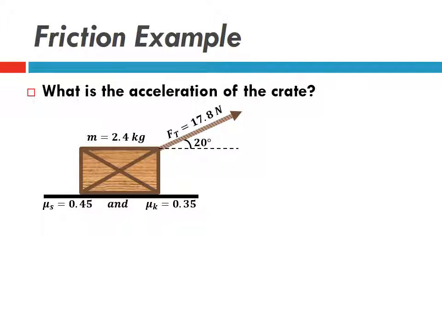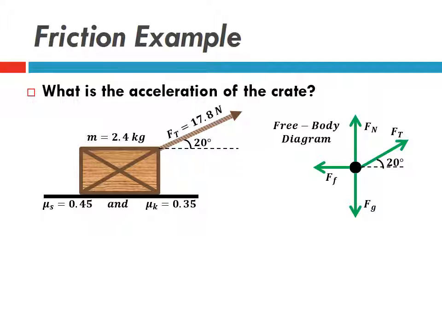All right, so this next example, we are accelerating a crate. Now we're pulling on this crate at an angle of 20 degrees. When we draw our free body diagram, this force 1, this force of tension that's being pulled, is now at an angle. So we have an upward component and a horizontal component. The upward component is going to decrease the amount of normal force needed, because this upward force means the normal force has to be less in order to balance out the force of gravity. So we're going to have less normal force.